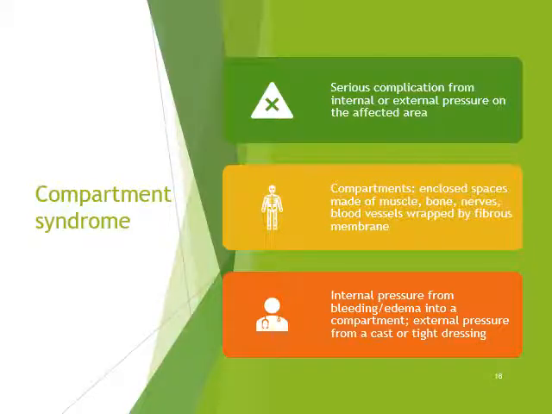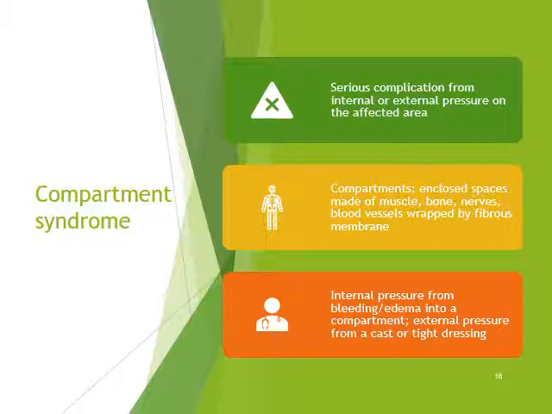Compartment syndrome. So compartment syndrome is a unique situation, a serious complication from internal or external pressure on an affected area. Compartments are enclosed spaces made of muscle, bone, nerves, blood vessels, and they're wrapped by fibrous membrane. Internal pressure comes from bleeding or edema into a compartment, and external pressure comes from a cast or tight dressing.